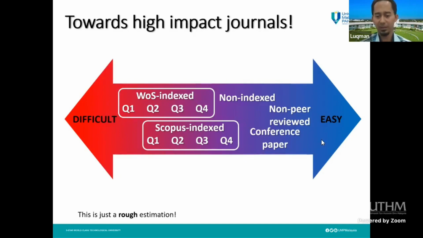This is just a rough estimation, but you must understand. It's quite difficult for the upper one, and then it's quite easy if you go for this one. So don't go for this one, aim for this one, especially for the WOS one.